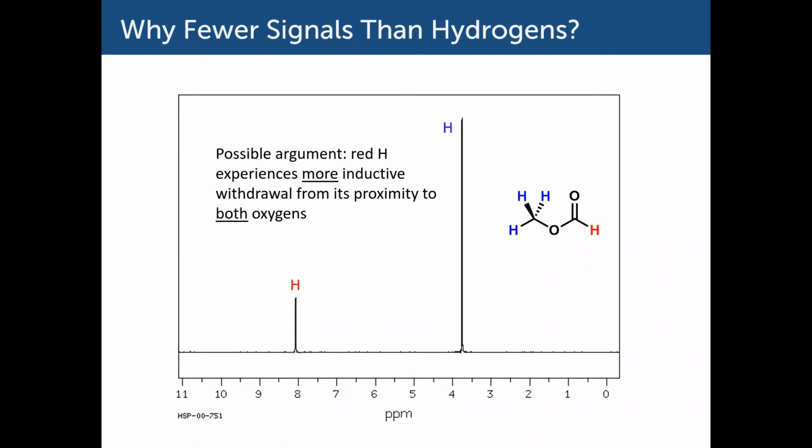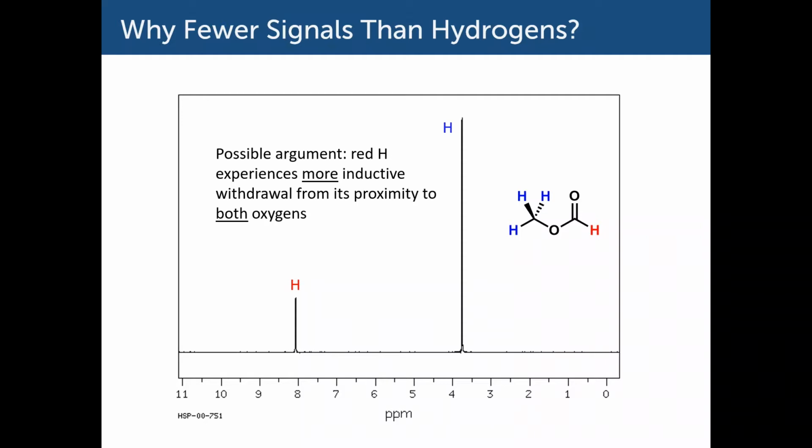Well, what you probably did was to think about electron density, and that's great. That's more or less what I wanted you to do. The red hydrogen is going to experience more inductive withdrawal of electron density because it's close to 2 oxygens. Right? So if we counted bonds from the red hydrogen to either of the 2 oxygens, we just have to go across 2 bonds, right? The H to the C and then the C to the O.